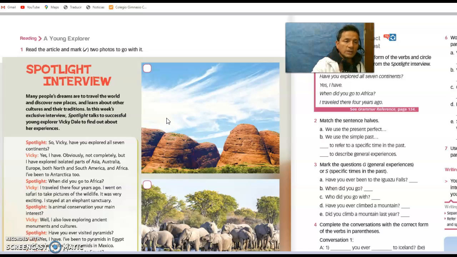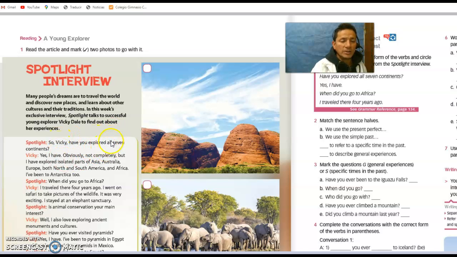So activity one, you are going to circle the words that you don't understand. For example, I don't know what spotlight means, so I look at the dictionary. Dreams, I don't know what it means. Discovery, I don't know. Learn. This is an example. So activity one, look at the dictionary. Just circle the words that you don't understand.